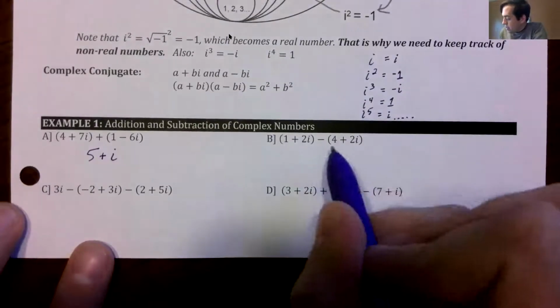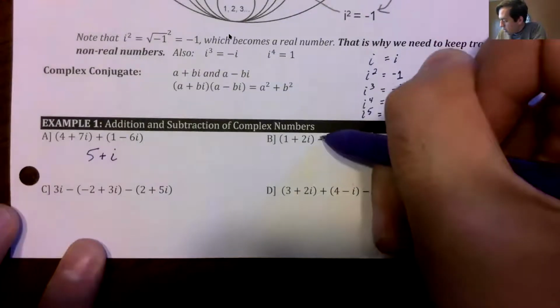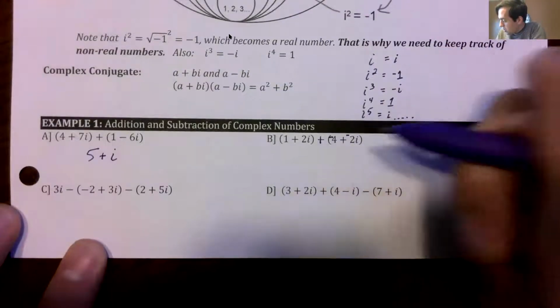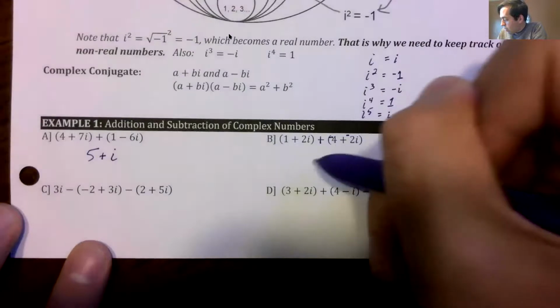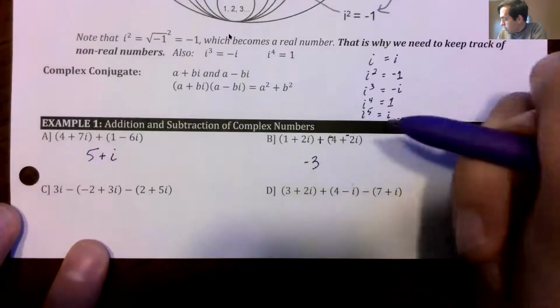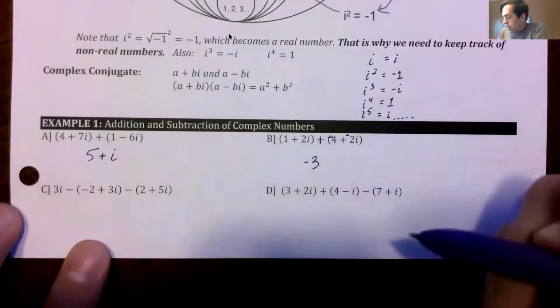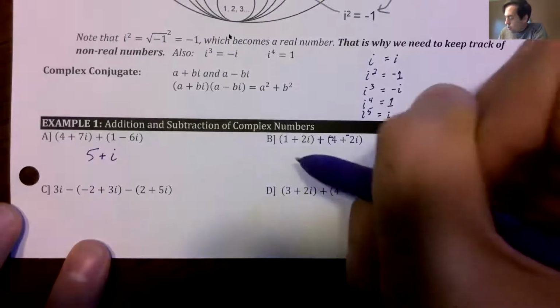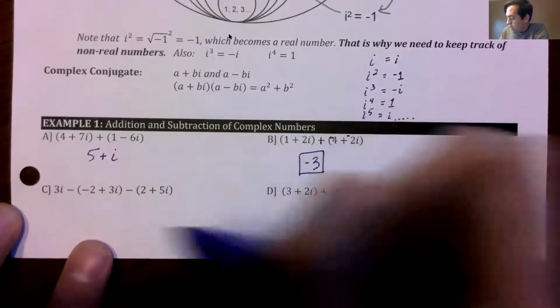In letter B, same idea, except now we have a minus. So I'm going to change it to a plus and distribute the negative. Now we have 1 minus 4, which is negative 3, and 2i minus 2i goes away. So the imaginary portion canceled out in that one. We're just left with negative 3.